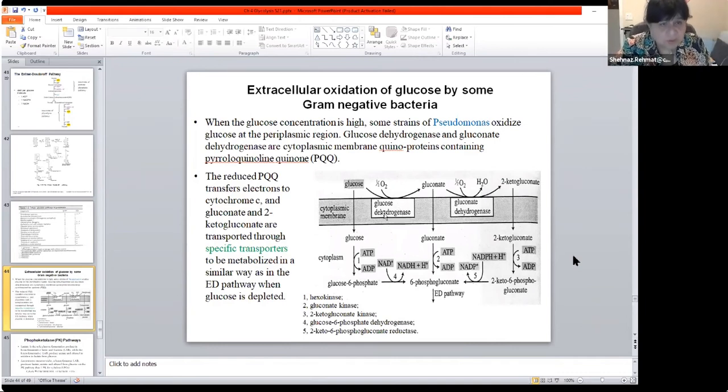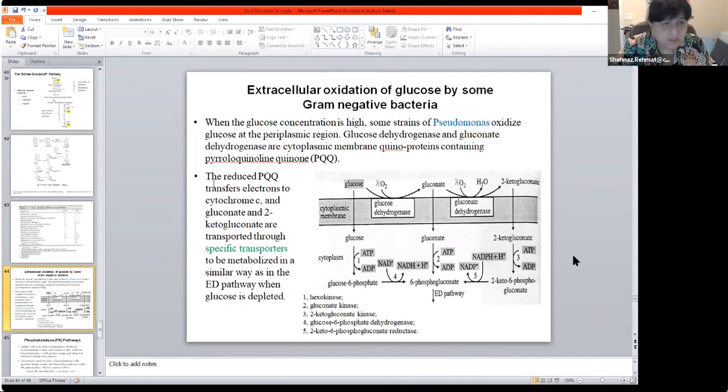Okay. Simple again, glucose dehydrogenase will produce the gluconate. The gluconate dehydrogenase will produce the ketogluconate, and that will be transported. So all these intermediates or the beginnings will be entering into the cell and will be joining your ED pathway, or they will be joining your EMP pathway.